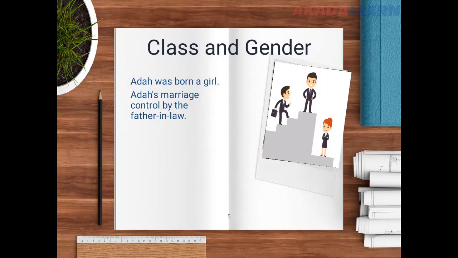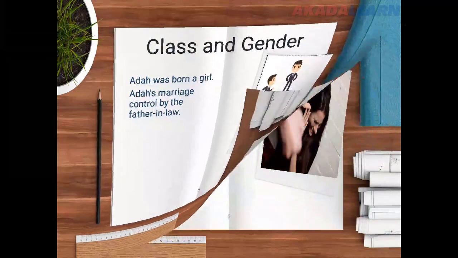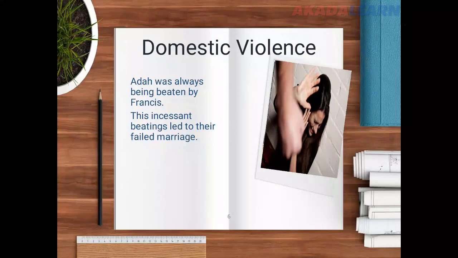Now, let's look at another theme. Another theme in this book is domestic violence. We can see domestic violence in Francis. Francis was a very violent husband, always hitting her, always beating her. I don't know how someone will feel so comfortable beating his wife. So Francis was very, very violent.